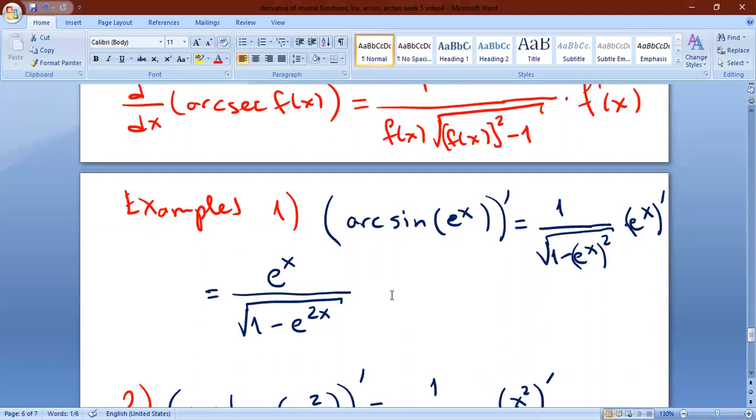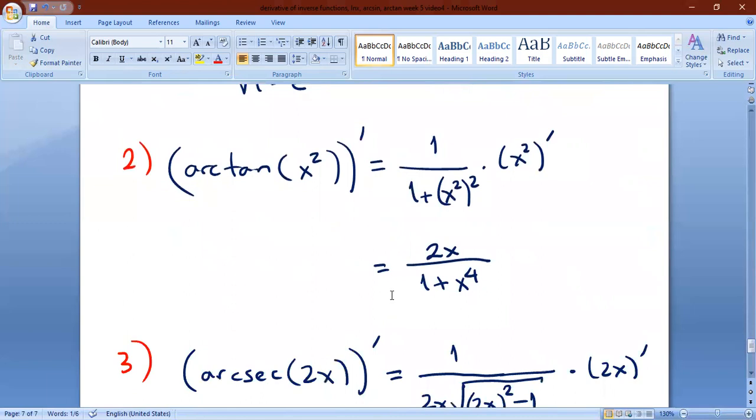So arcsine of e to the x, let's say. The derivative will be 1 over square root of 1 minus e to the x squared times the derivative of e to the x. So e to the x squared is e to the 2x. We just multiply 2 and x, so we get e to the 2x, and the derivative of e to the x is e to the x again.